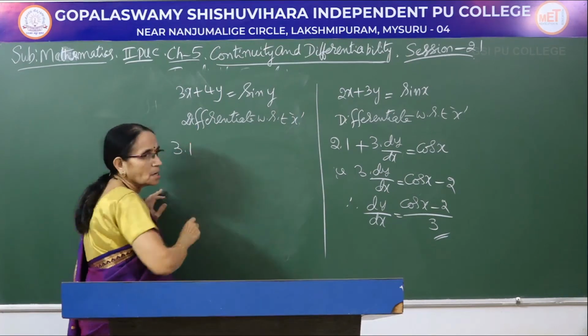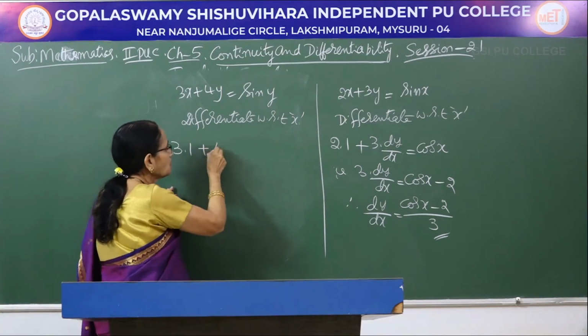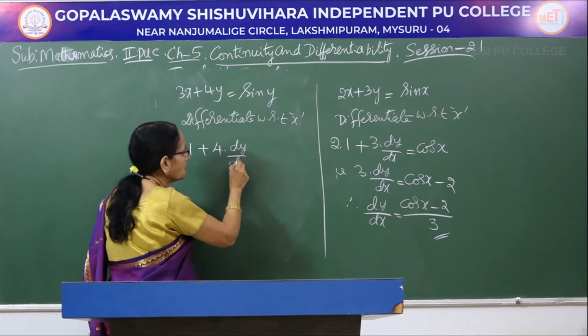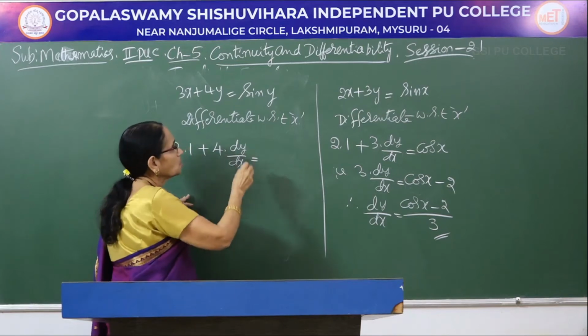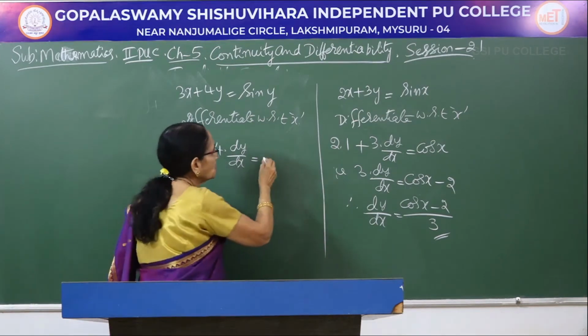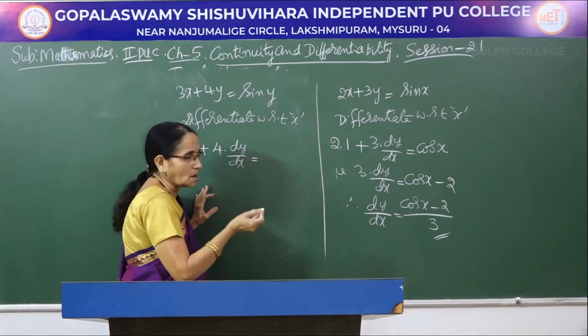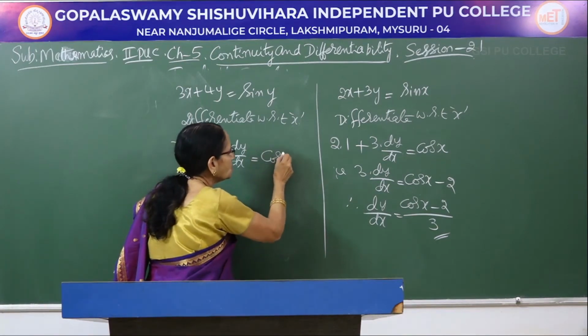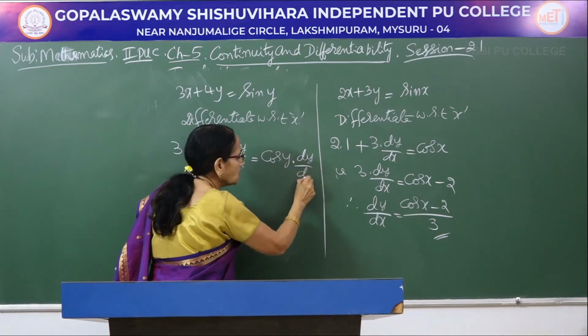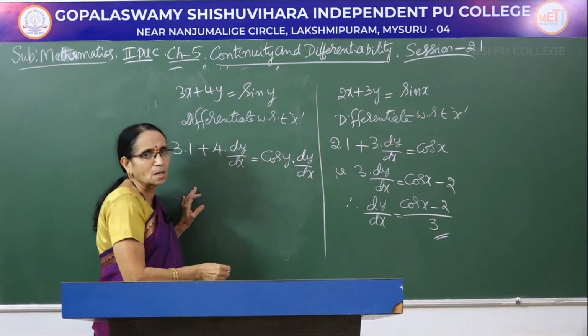It is 3 into 1 plus 4 into y becomes dy by dx, that would be equal to sin y. Now it is a composite function. What is sin x? The derivative is cos x. So, sin y has the derivative cos y into, for y it is dy by dx.